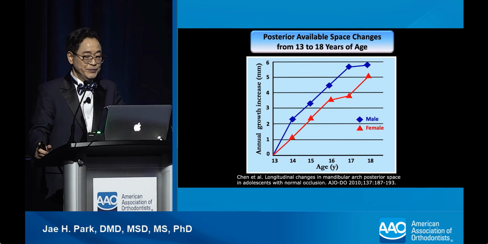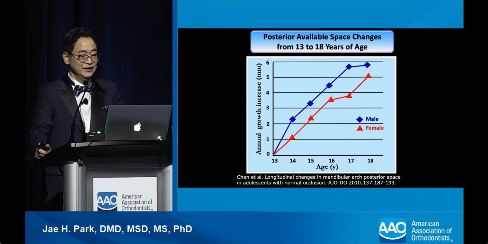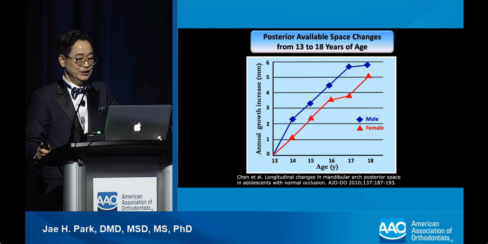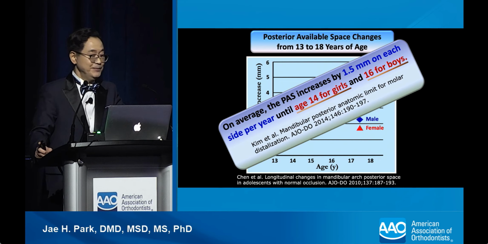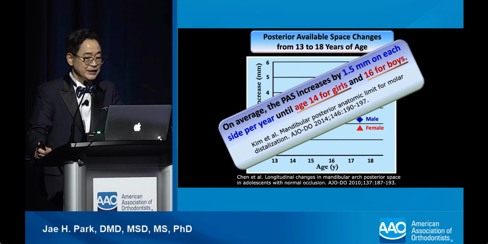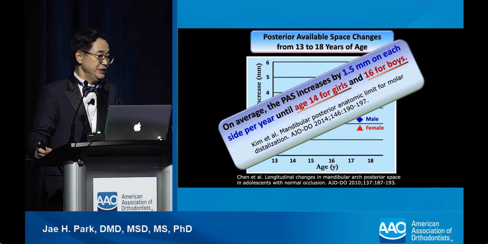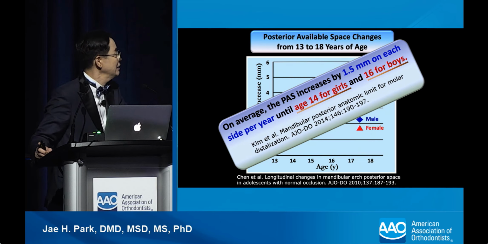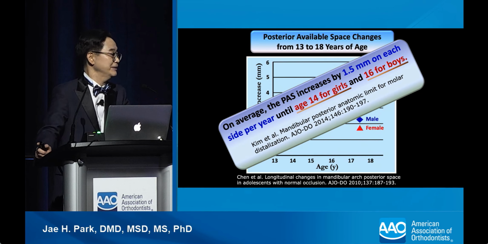This chart shows the PAS changes from 13 to 18 years of age. Compared with this chart, on average, PAS increased by 1.5 millimeters on each side per year until age 14 for girls and 16 for boys. And also, tweet people also follow this protocol, so you can take a photo of this slide.